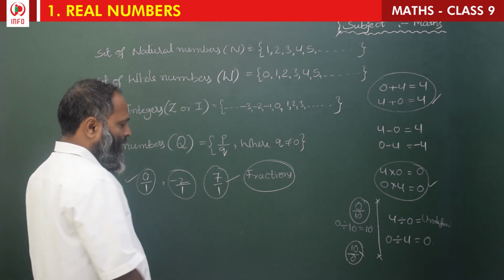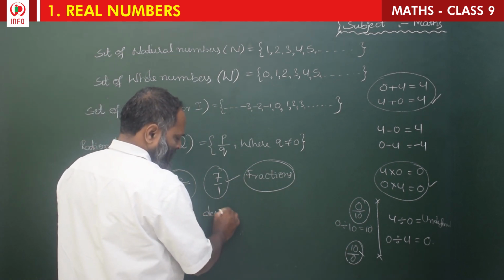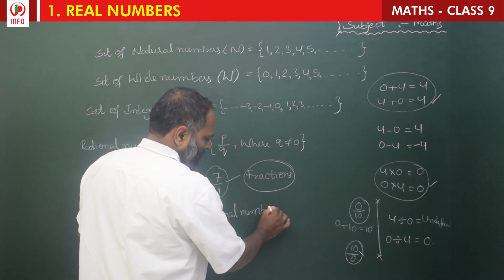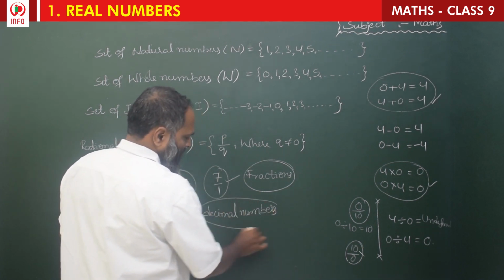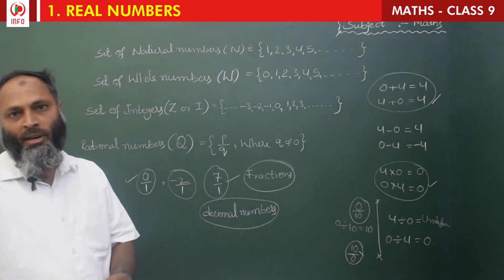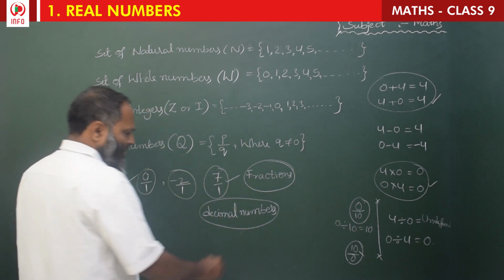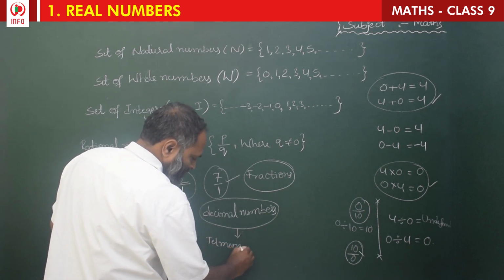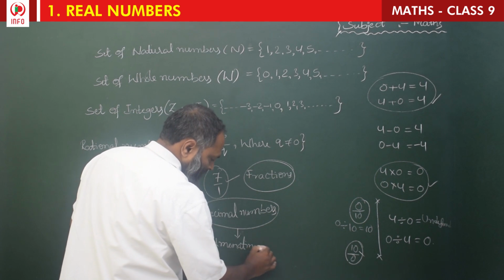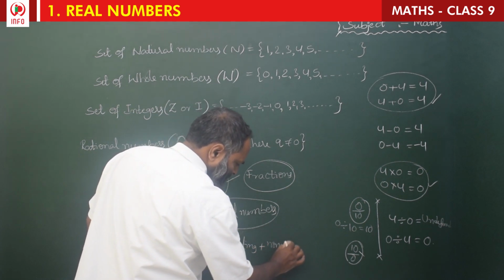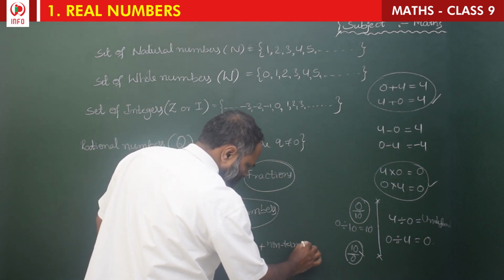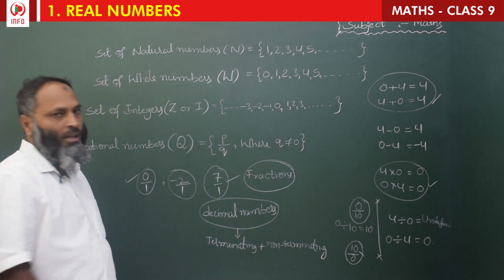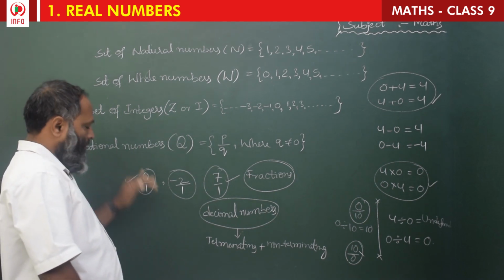And after that, decimal numbers. In the decimal numbers, terminating decimals and non-terminating decimals are rational numbers.